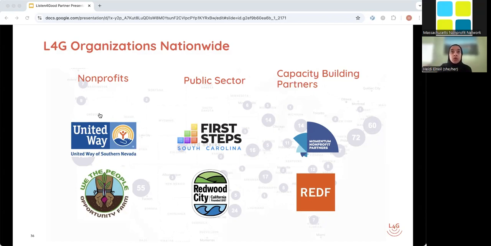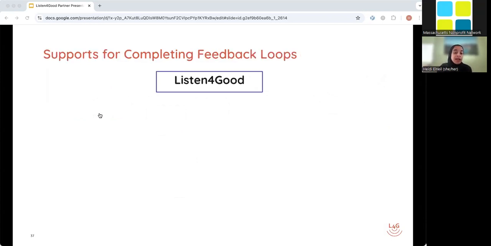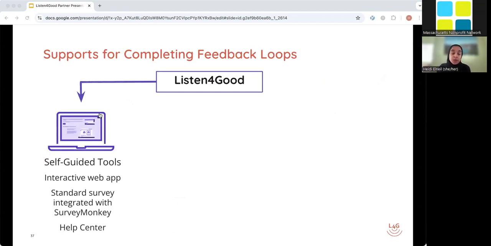Our goal here is to strengthen feedback across the sector. And the way that we do that is we provide three main pillars of support for an organization. The first is self-guided tools. We have an online web app that's integrated with a premium survey account. The goal of this tool is to make the technical parts of surveying really accessible, to give you the resources that you need to do it efficiently and effectively, and to put it all in one place. So there's no more need to Google and DIY and cobble together surveys. Everything you need to go step by step through the process is in one place.